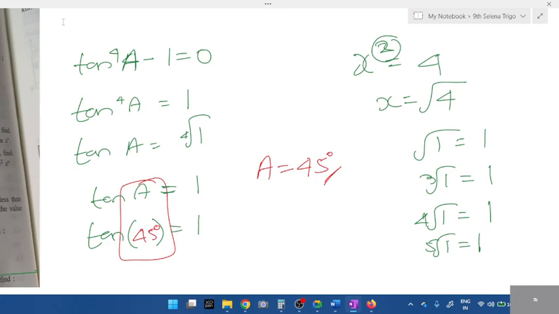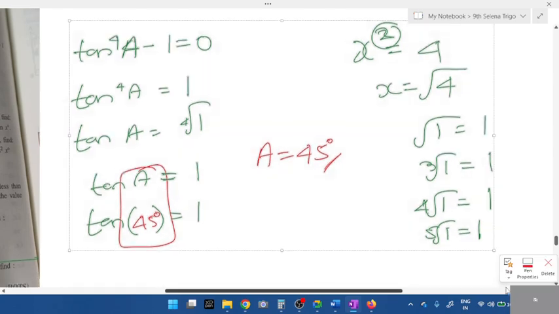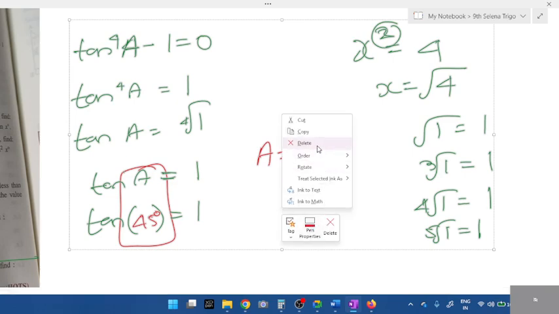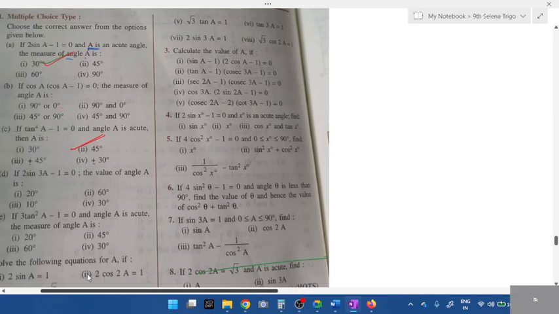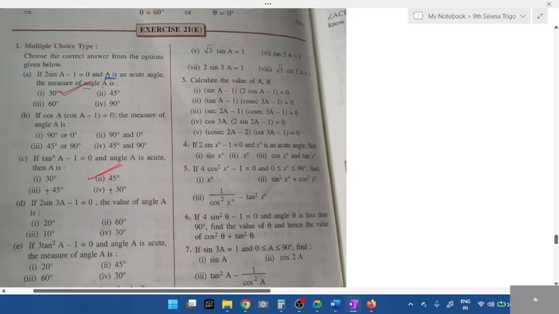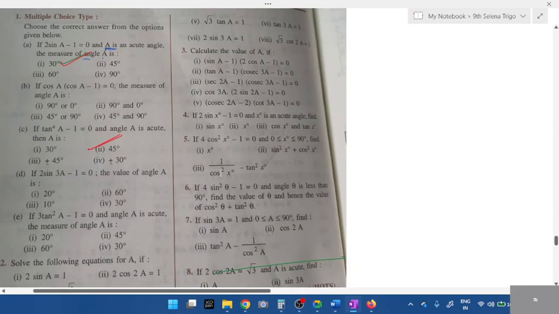Completed, done. A is equal to 45 degrees, students. 45 is the answer. This is exercise 21E, the reverse of, the opposite of exercise 21C and D. We are just using the reverse formula to find the answer.